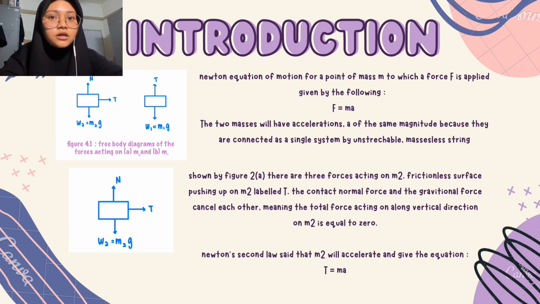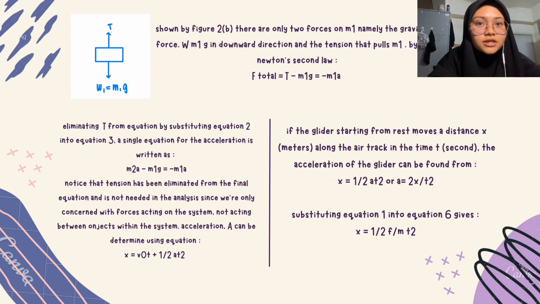Newton's second law says that M2 will accelerate, giving the equation T equals ma. Notice that tension has been eliminated from the final equation and is not needed in the analysis, since we are only concerned with force acting on the system, not acting between objects within the system.